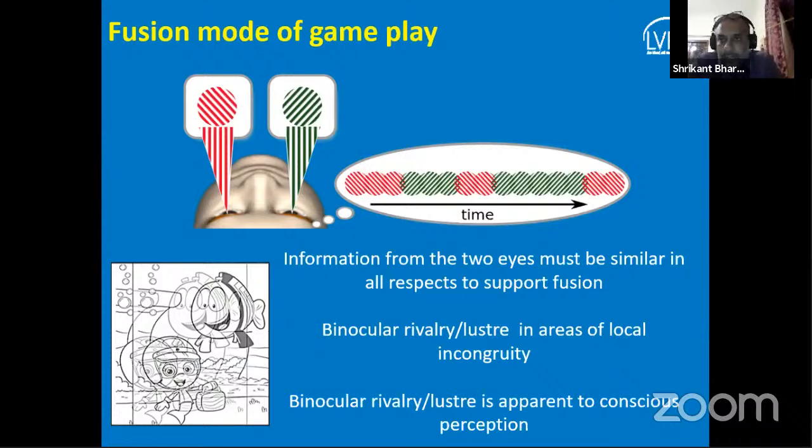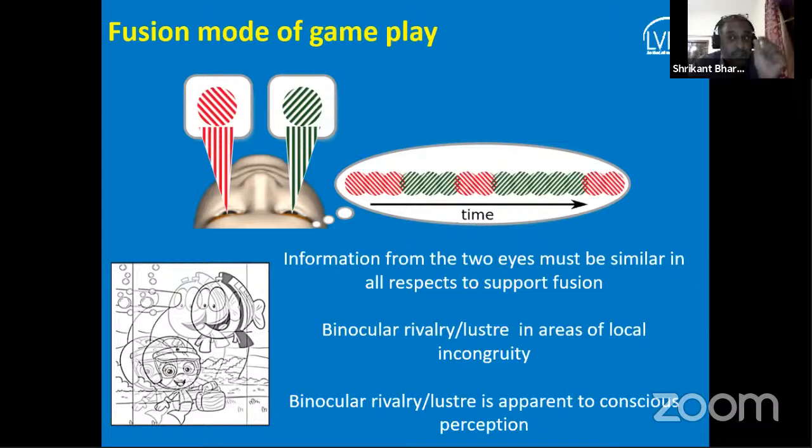It should be better because the parts in the two images that are not similar to each other, for instance, the presence or absence of that image, or the change in the color from black to white in the two images, should be unfusible, and they should result in the phenomena of binocular rivalry or lustre, luminance lustre or chromatic lustre, depending upon whether you are talking about black and white images or color images. And this rivalry or lustre is very, very immediately apparent to conscious perception. We are very, very good at picking out rivalry and lustre.